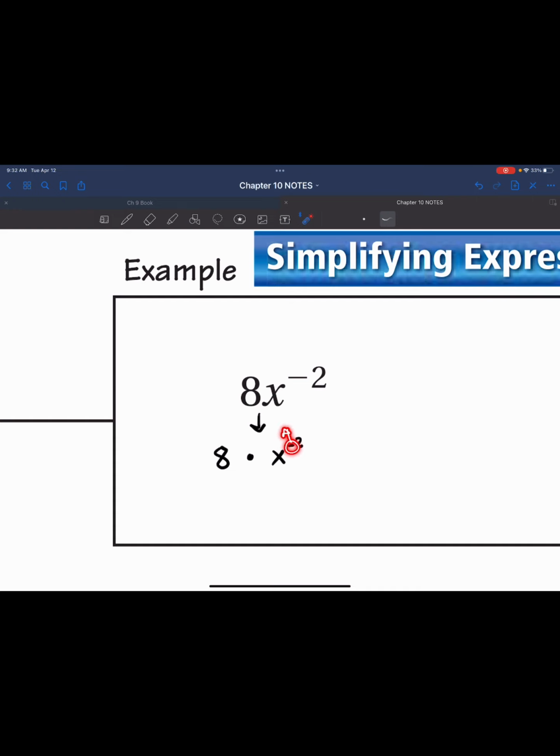Negatives turn into fraction bars and make into a fraction. So I'm just going to leave the 8 how it is. This is just 8 times 1 over x to the 2nd. Now to multiply these two things, I have to turn the 8 into a fraction. So I'll just put it over 1. And now multiply your tops with your tops, your bottoms with your bottoms. 8 times 1 is 8. 1 times x squared is just x squared. And that is your final answer. You can't get anything more simplified than that. That's it.